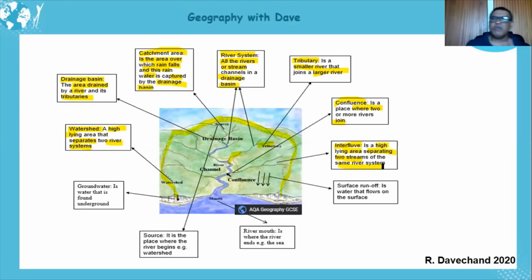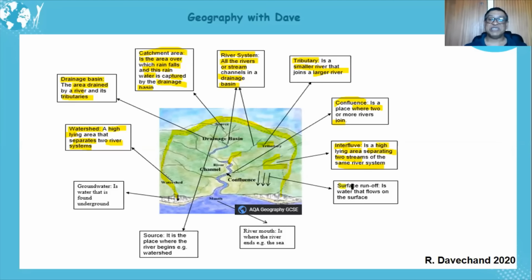Now you may get a bit confused between what is a watershed and what is an interfluve. With a watershed, we said clearly, there are two complete river systems, the Vaal River and the Tugela River. When we look at an interfluve, it's found in the same river system. Can you see these two rivers here that are joining to form the confluence? There has to be some high-lying area separating those two rivers in the same river system. That is your interfluve. Okay? Now it's all on one picture.